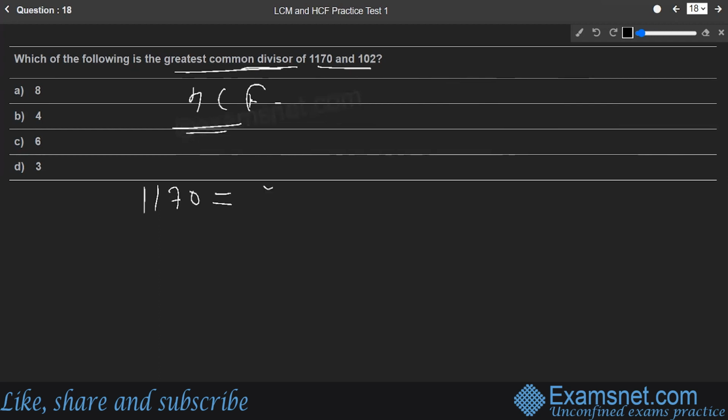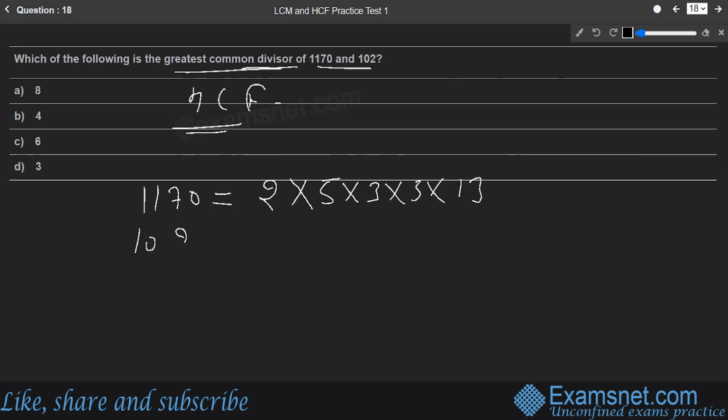We can divide it by 2, and 585 is left. Then 585 is divisible by 5 only. If we divide 585 by 5, we get 117. 117 can be divided by 3, that gives 39, and 39 can be divided by 3, that gives 13. So at last we are left with 13. So these are the factors of 1170.